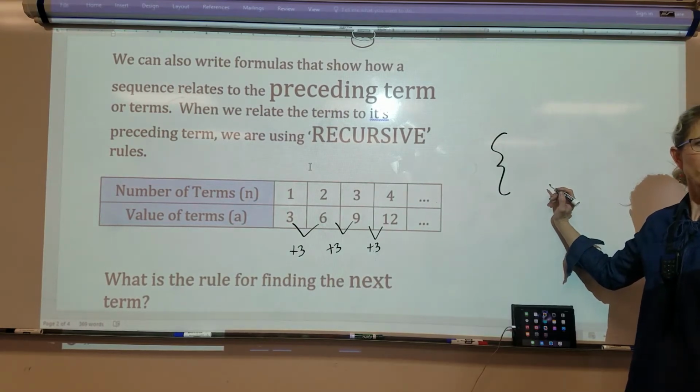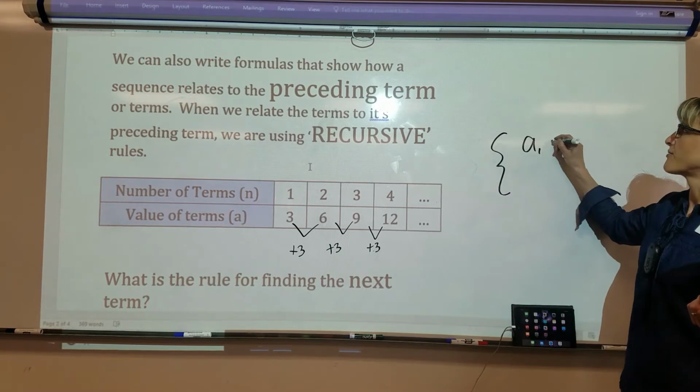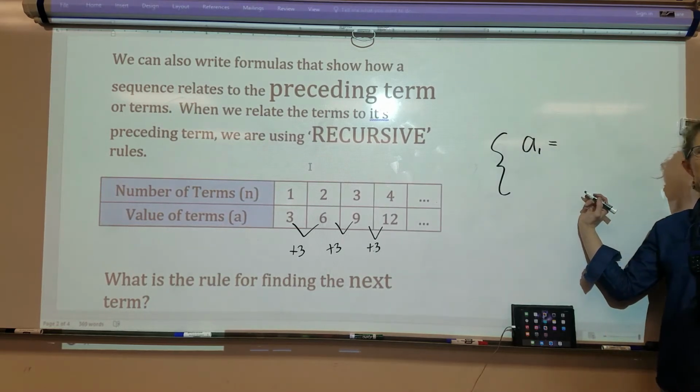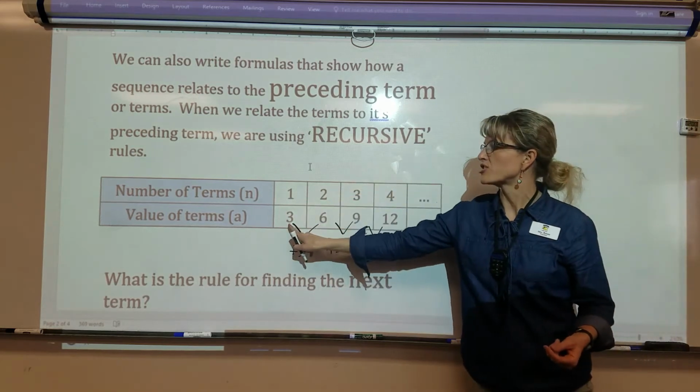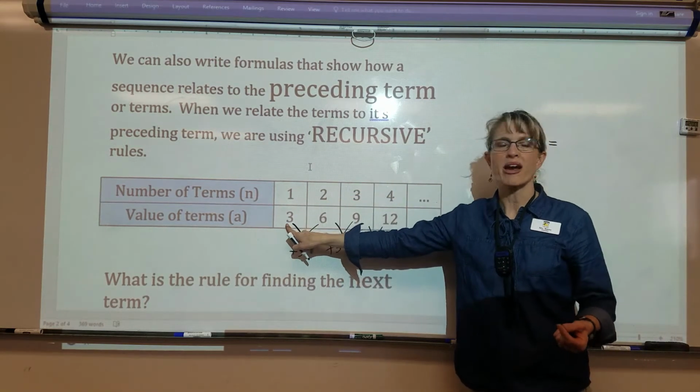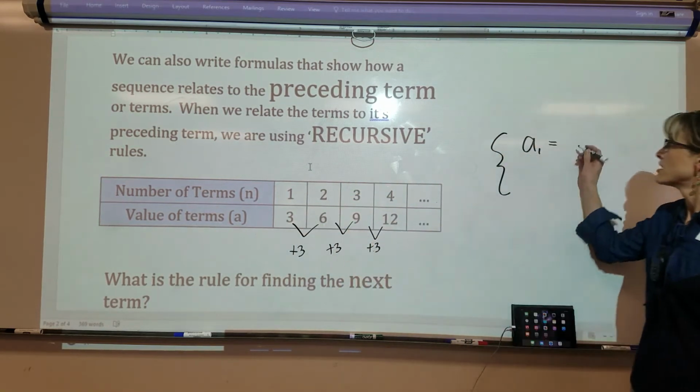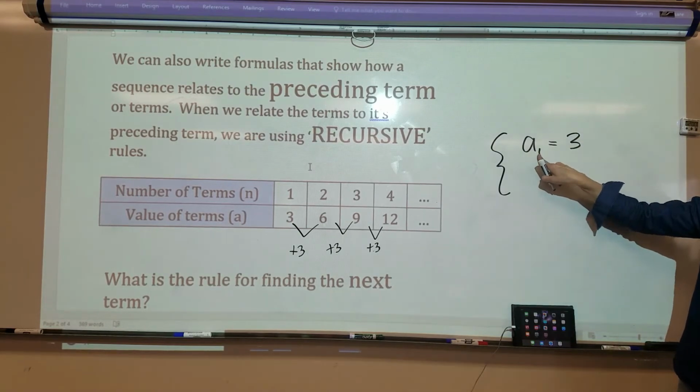2 parts. The first part, we have to tell it the first term. What do we tell it first? The first term, because we want to say, where do we start our pattern at? We start our pattern at 3. So the value of our first term is 3.